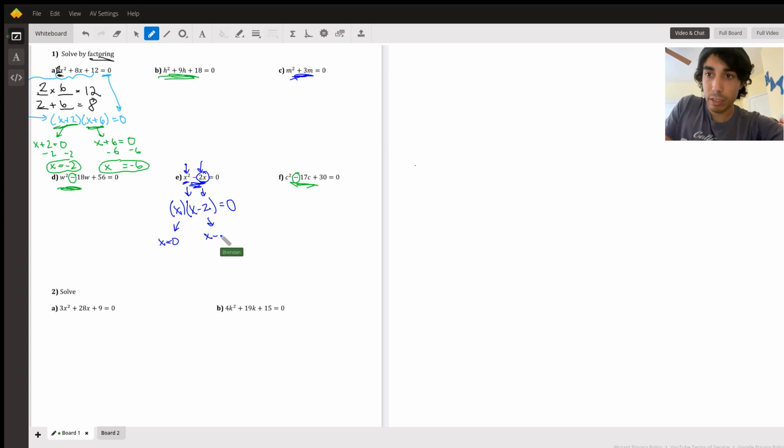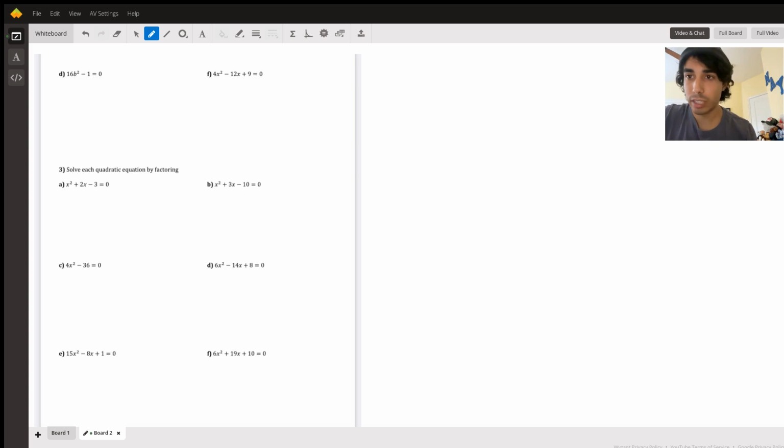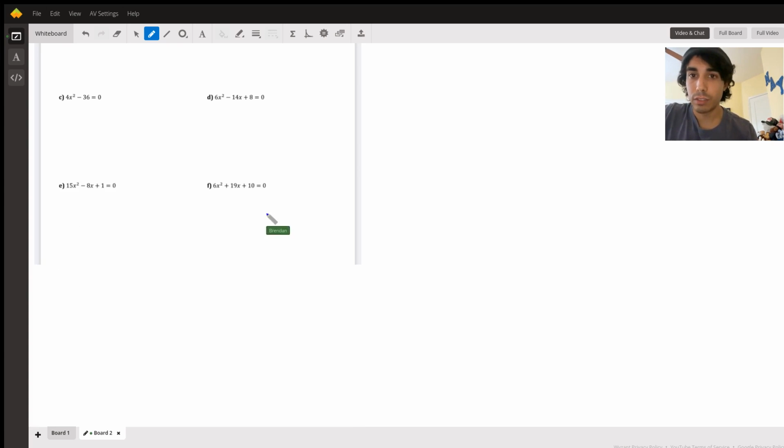Whoops, x minus 2. And then this one's already solved. We don't have to do anything here. And this one, we are one step away, and we will get x equals 2. Okay. Let's see what else. I just want to take a look and see if there's any more of these.